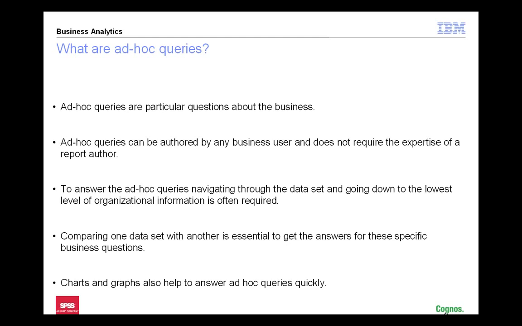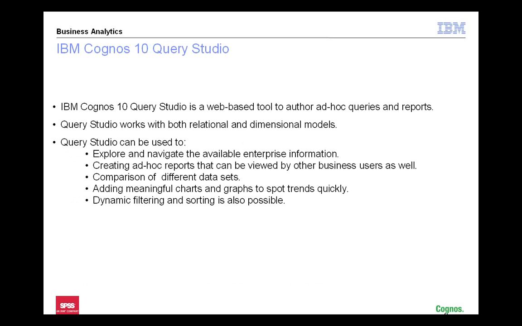Okay. Navigation through a large set of data, going down to the lowest level of organization, is often required. This is what you can do with ad hoc queries. You can always compare one set of data with another. You can always have charts and graphs so that your ad hoc query answer is given quickly. Okay, then we have IBM Cognos Query Studio for ad hoc queries.